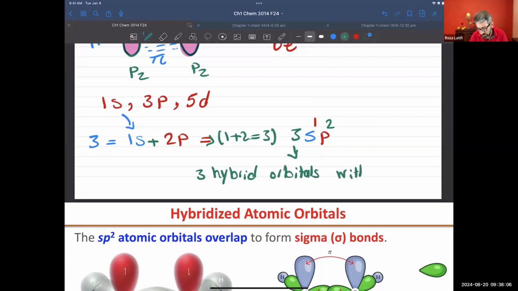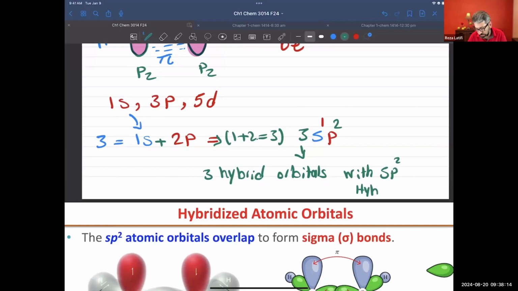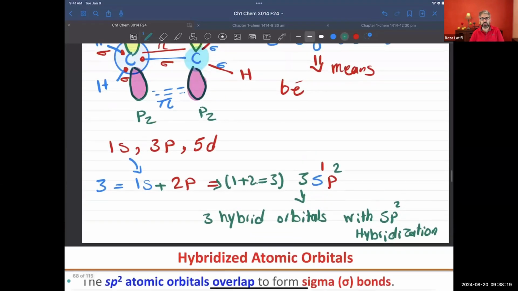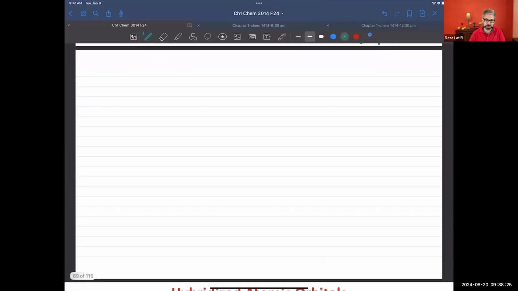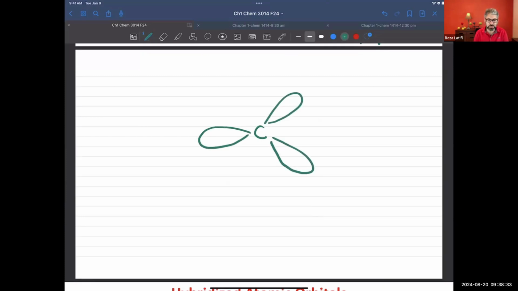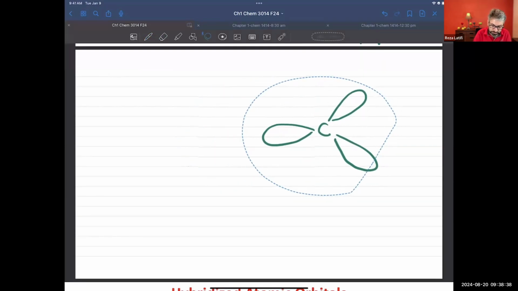So we got 3 hybrid orbitals with sp2 hybridization. Okay, so now let's show those hybrid orbitals. You have a carbon with 3 hybrid orbitals: 1, 2, 3. Remember, carbon is in group 4. Okay, so I have another carbon here.